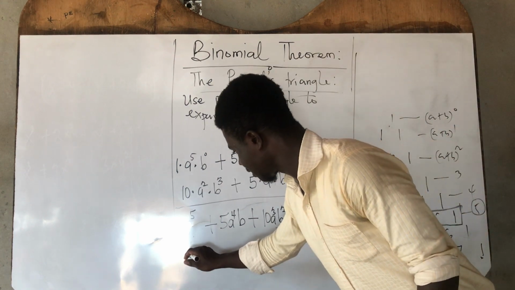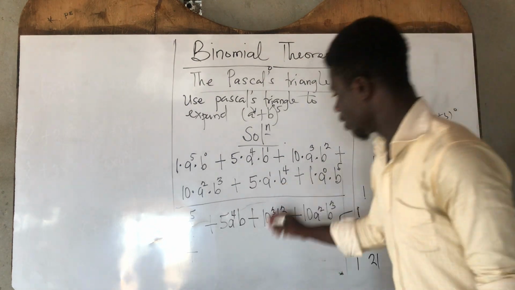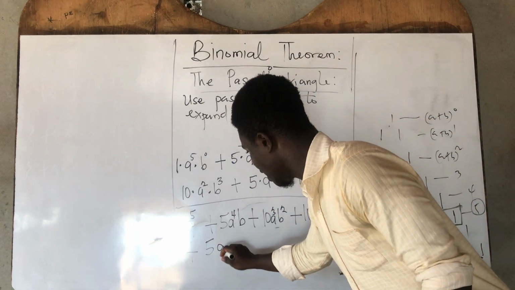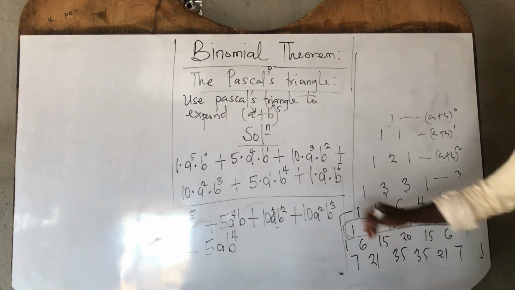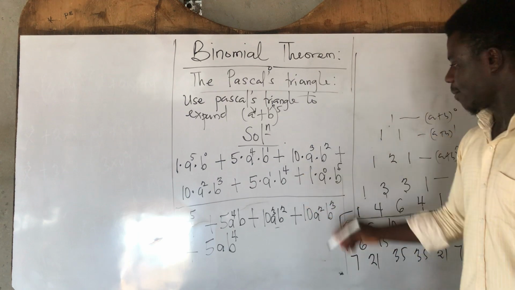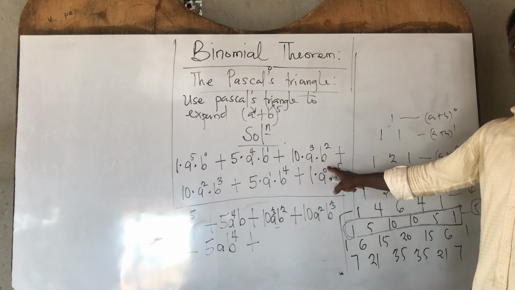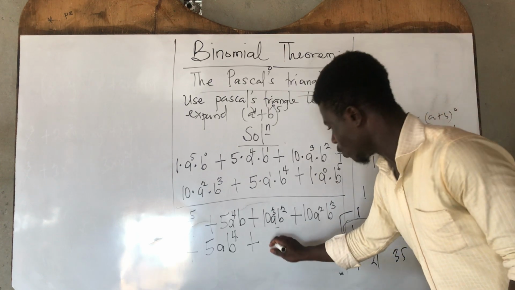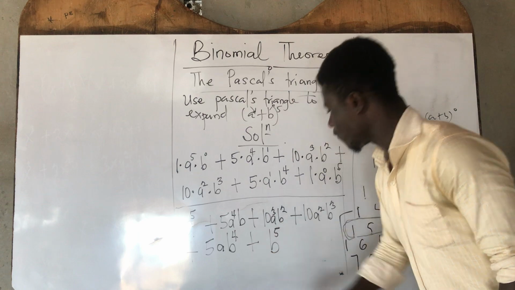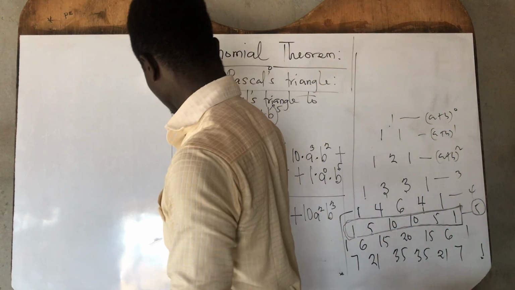Then plus we have 5a to the power 1 times b to the power 4. You can write it as 5a b exponent 4, because there is no need to write the 1 again. Plus 1 is multiplying that. A to the power 0 is 1. So we get 1 times 1 times b to the power 5, which is b to the power 5. So this is our expansion.